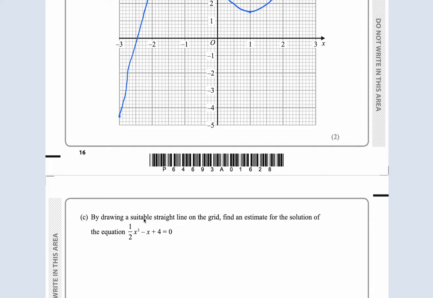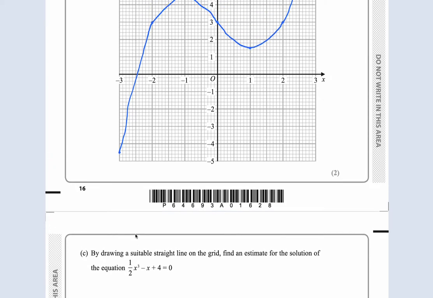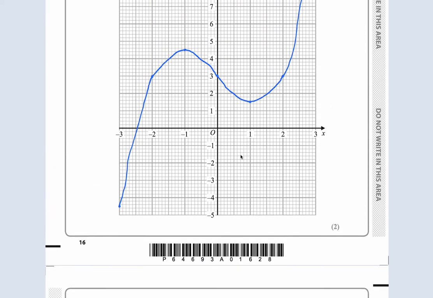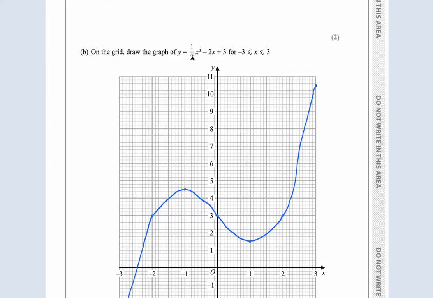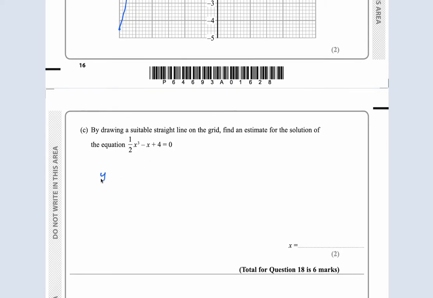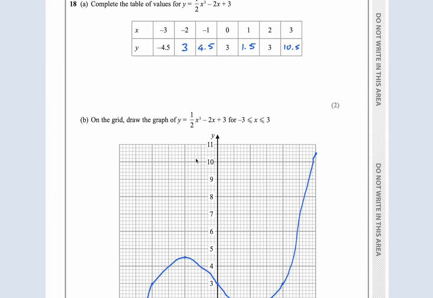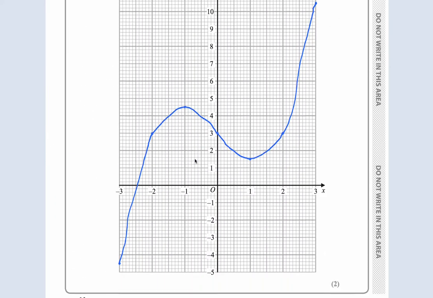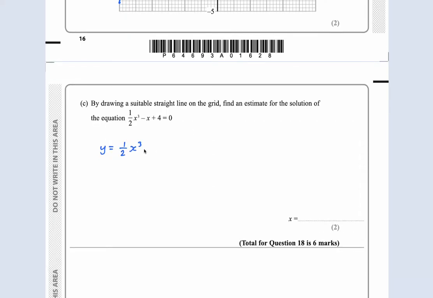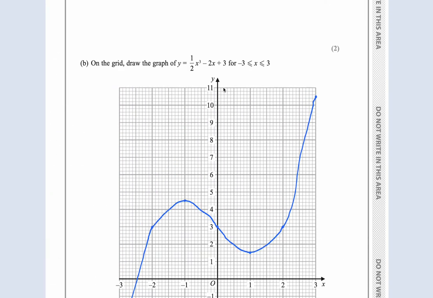Then it says, by drawing a suitable straight line on the grid, find an estimate for the solution of this. Right, now that, guys, this is a tricky question, because our graph is y equals a half x cubed minus 2x plus 3. Let's write this down. Y equals a half x cubed minus 2x plus 3.